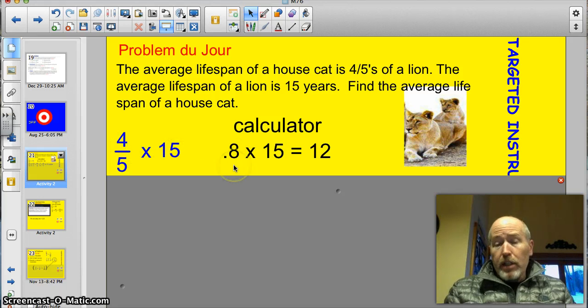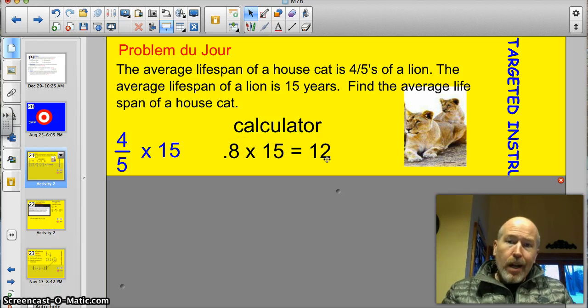Well, if you did this in a calculator, it would be easy because you know that 4/5 is 0.8. You could just take 0.8 times 15 equals 12. Done. Unfortunately, we have to learn how to multiply fractions too. And it's really not that tough.